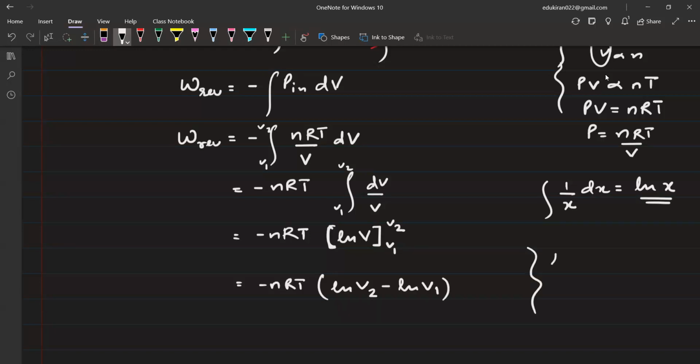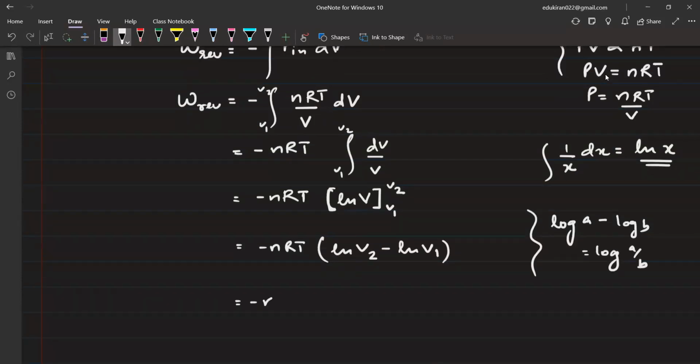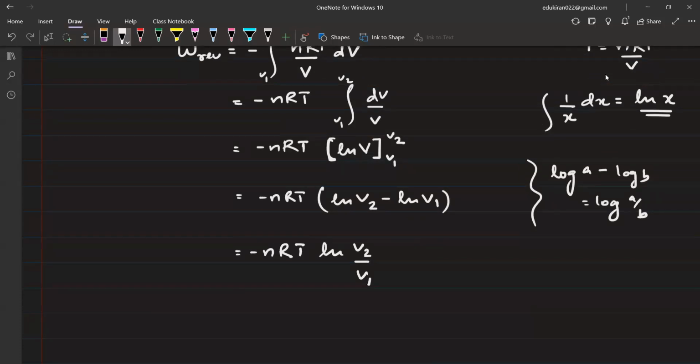Now the property of log is, my bad, I should write it: log of a minus log of b is equal to log of a by b. So I can write this as minus nRT ln v2 upon v1, and log is in the base of e, a constant that we are not very familiar with. That is why, if I have log with base e, this is ln x. What is ln x? Log x with base e.